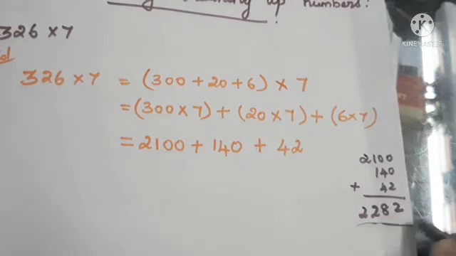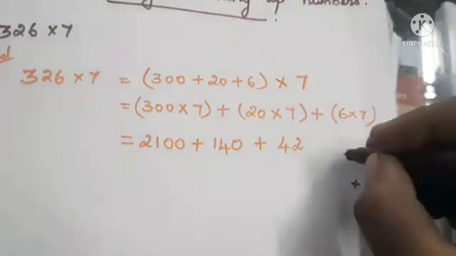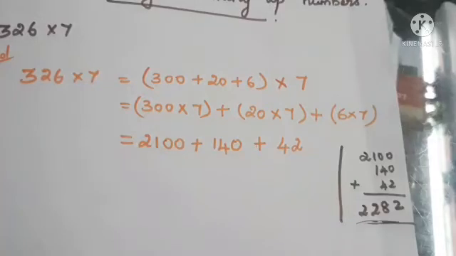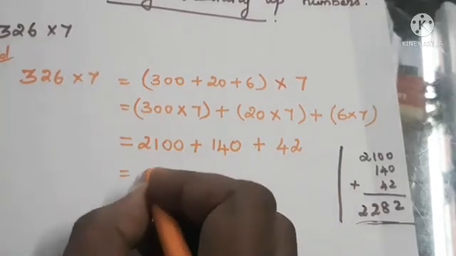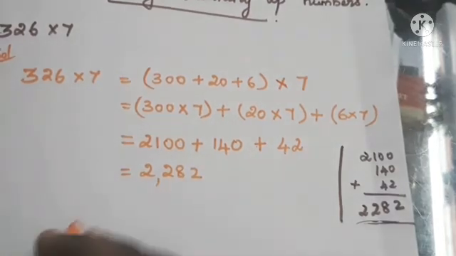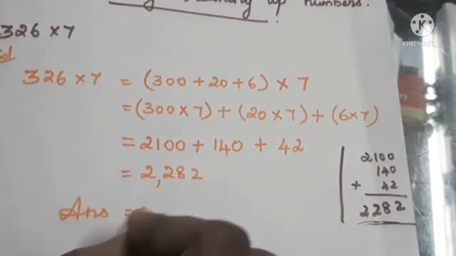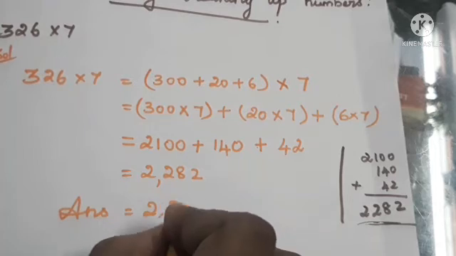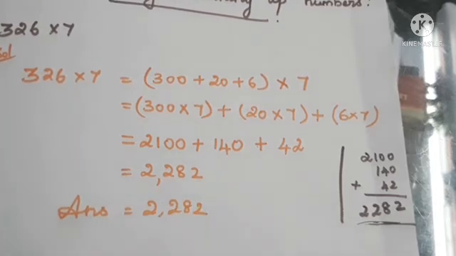So what's the answer, ma, now? Yes, if you add these numbers we got the answer as 2282. So we can write 2282 and place the comma. In the next line we write the answer is equal to 2282. So it's very easy, no?